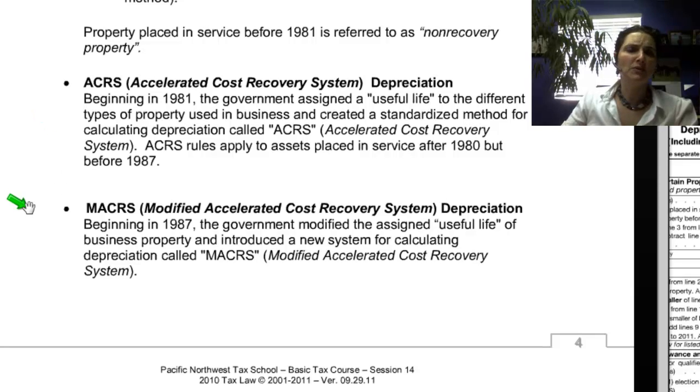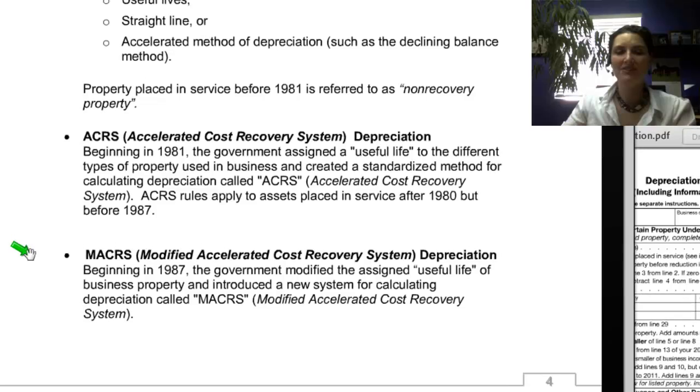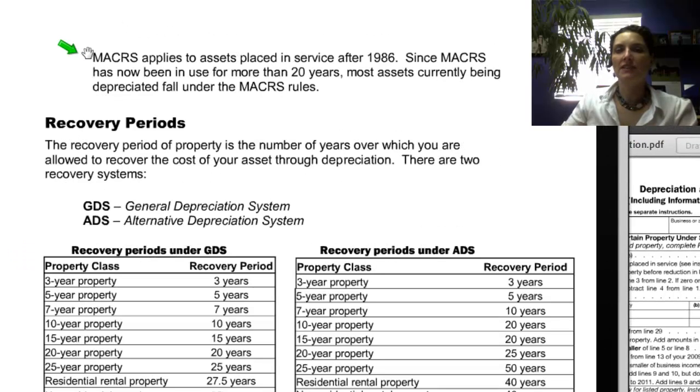Well, as you might imagine, ACRS was kind of a first run, and obviously the government thought it could improve things. So, in 1987, it introduced MACRS, which is the Modified Accelerated Cost Recovery System. Beginning in 1987, the government modified the assigned useful lives of business property and introduced a new system for calculating depreciation called MACRS. MACRS applies to assets placed in service after 1986, and since MACRS has now been in use for more than 20 years, most assets currently being depreciated fall under the MACRS rules.